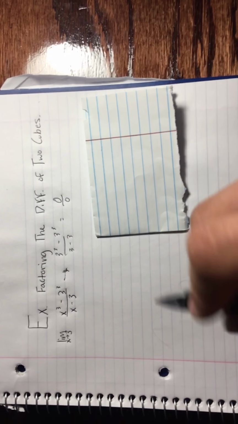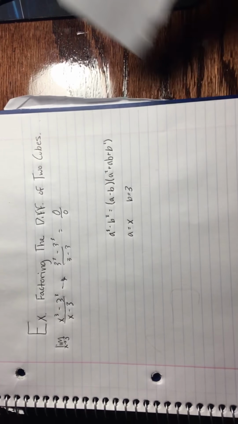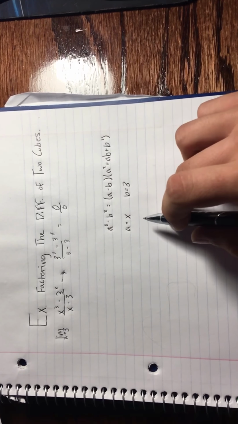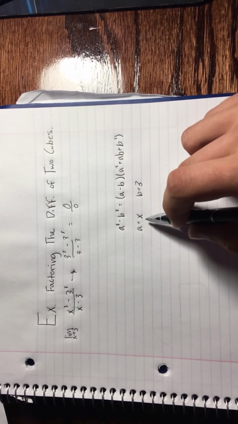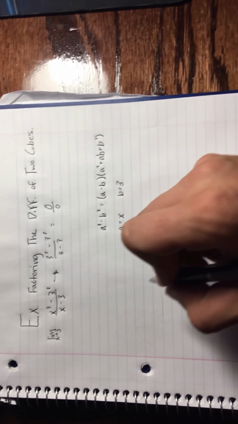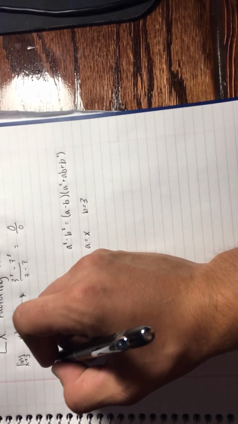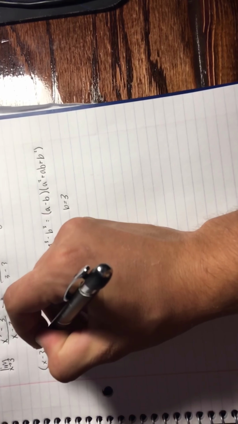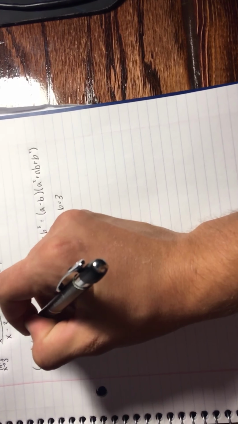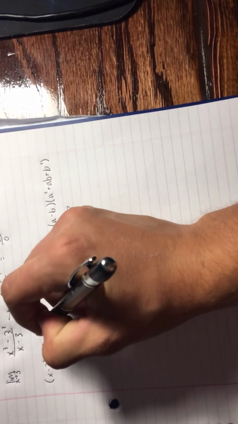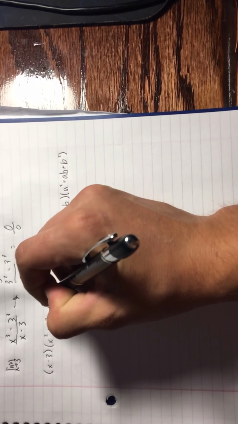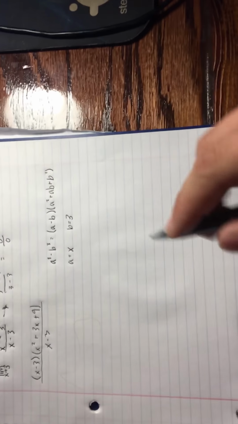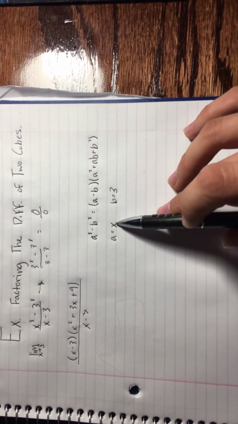From there, what we're going to do is take the difference of two cubes formula, where a equals x and b equals 3, and we will plug the number and x into our equation, and we'll end up with x minus 3, close parentheses, x squared plus 3x plus 9, over x minus 3.